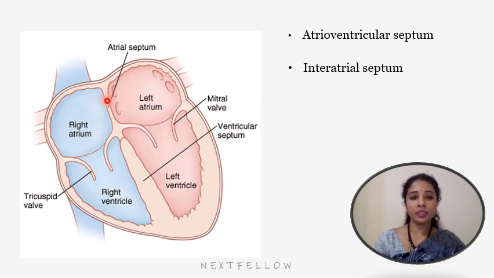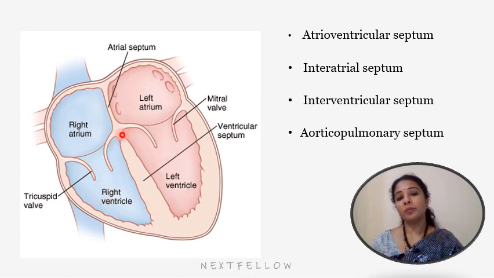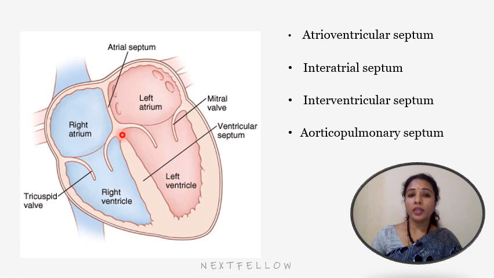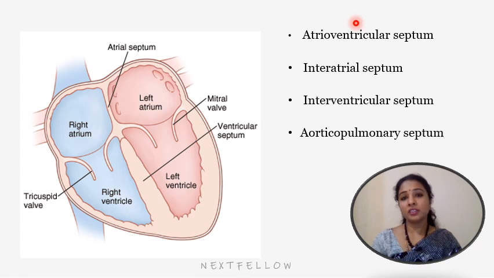Interatrial septum, this is the interatrial septum which separates the right and left atria. Third one is interventricular septum which separates right and left ventricles. Then aorticopulmonary septum which separates the aorta from the pulmonary trunk. In addition to the formation of these septa, other embryological events such as regression and absorption of sinus venosus into the right atrium and absorption of pulmonary veins into the left atrium are also important in the formation of definitive chambers of heart.